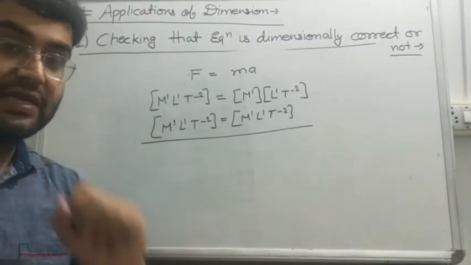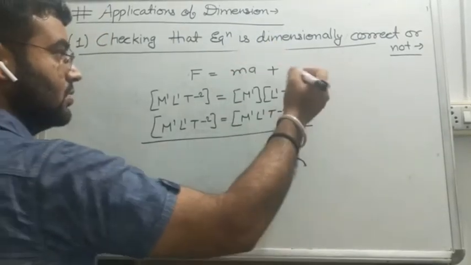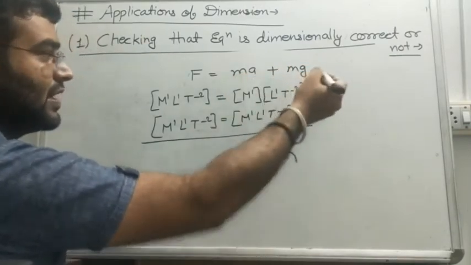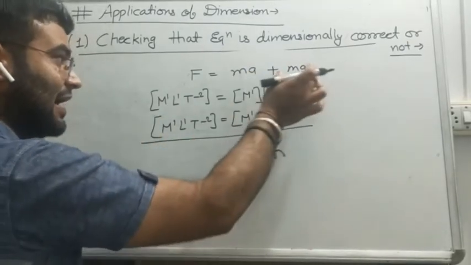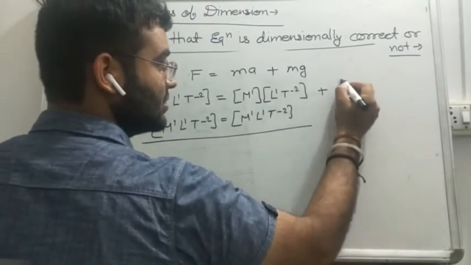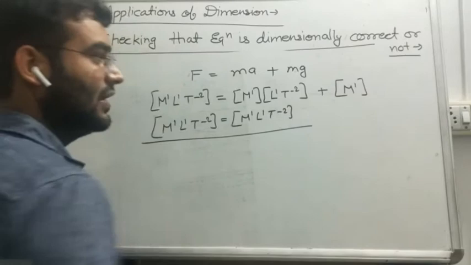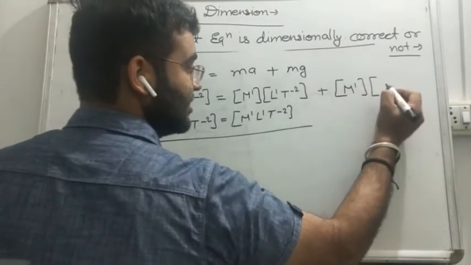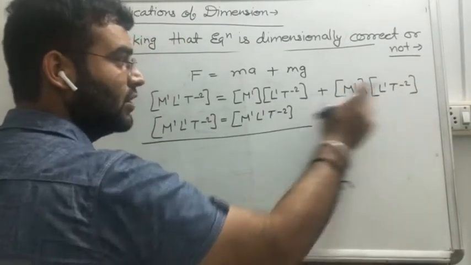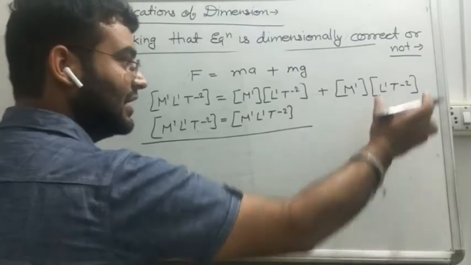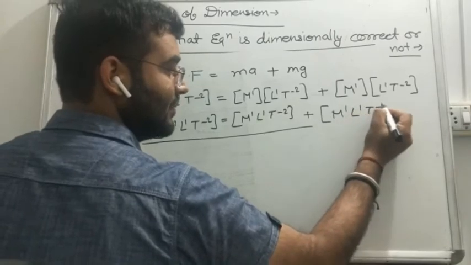Clear? But see, one thing, when I add here what? Mg. F is equal to ma plus mg. We all know F is equal to ma is the correct equation. But I add here mg. It means when I solve this, for mass we write M1, and for gravitational acceleration we also write L1 T minus 2. We found the dimensional formula of gravitational acceleration earlier, that it is L1 T minus 2. In that case, that is also M1 L1 T minus 2.